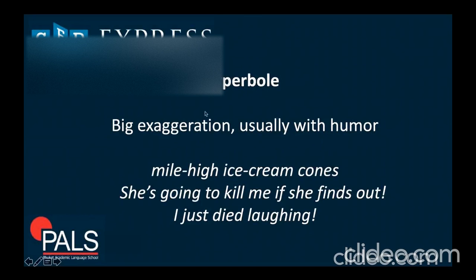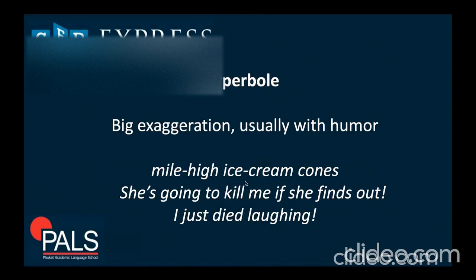Next, hyperbole. A hyperbole is a big exaggeration and is usually meant with humor, or to show that something is super serious. For example, mile-high ice cream cones, which is to show that something is bigger than a regular ice cream, probably a lot larger than regular ice cream that you would get from McDonald's. And "she's going to kill me if she finds out," which hopefully is figurative and not literal. And "I just died laughing," which is something that I actually use. "You're killing me right now."